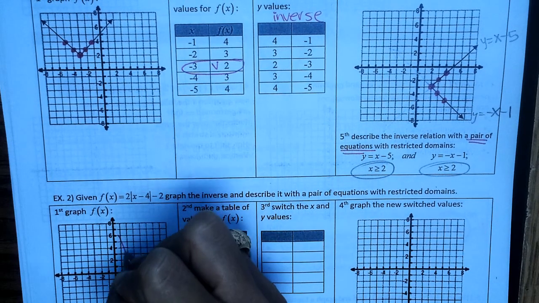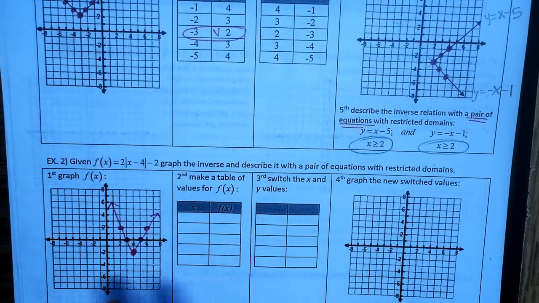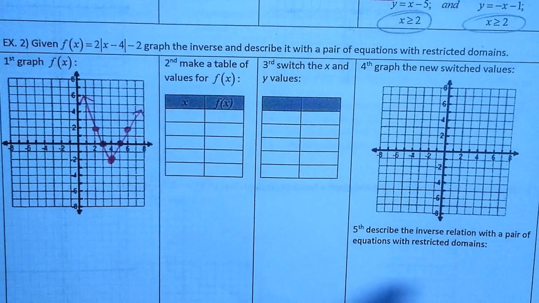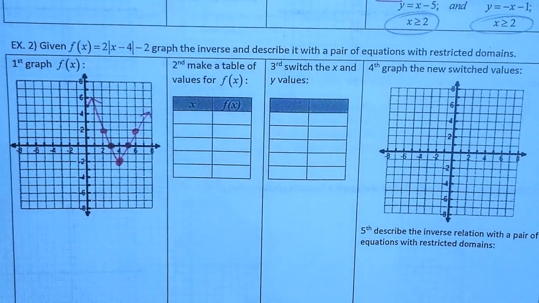So let me pause the video. And go ahead and graph f of x. Make a table of values. Flip the x and the y values. And find the inverse.